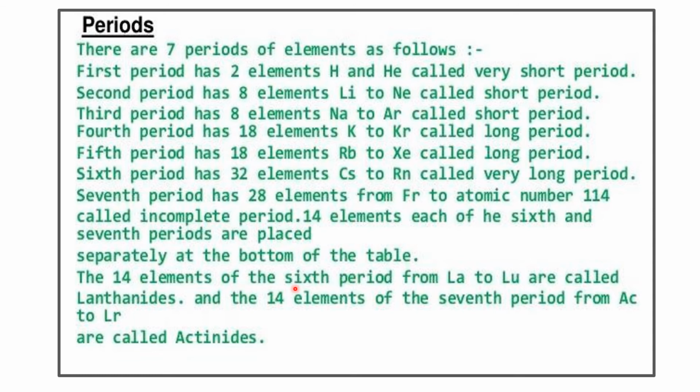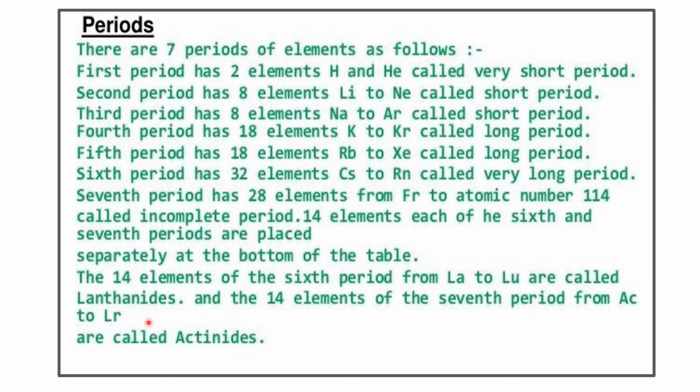The 14 elements of the 6th period from lanthanum to lutetium are called lanthanides. So the elements from the 6th period starting with lanthanum to lutetium are called lanthanides, and the 14 elements of the 7th period from actinium to lawrencium are called actinides. So here these elements from 6th period and 7th period follow a particular series. They follow the properties of the starting element like lanthanum, and hence all these 14 elements of 6th period are together known as lanthanoids, and this series is known as lanthanide series.